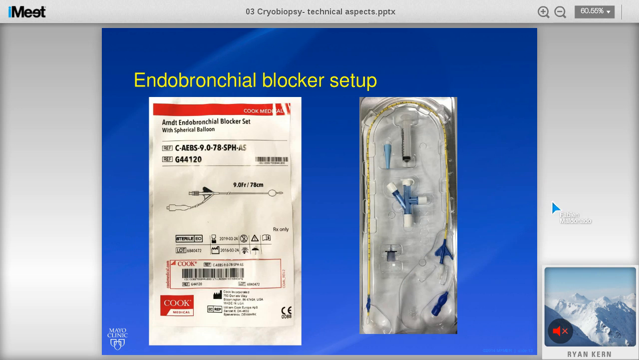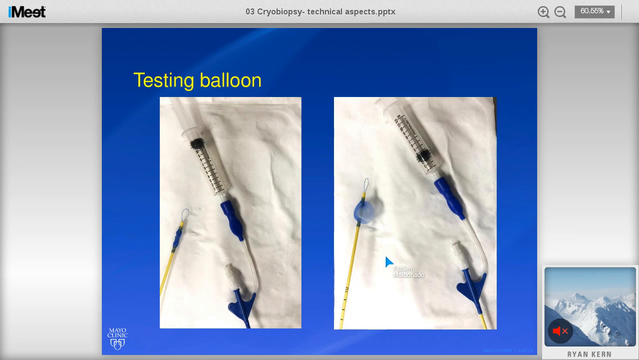And the blocker that we use just happens to be this Arndt 9 French endobronchial blocker, and we occasionally use the 7 French depending on where we're doing our biopsy. But there are other blockers out there that will work just fine, but this one is pretty versatile. It's not too expensive, and we found it to be adequate for our needs. It will come in a package just like this, and all we use here is the blocker and the syringe to inflate it with air. We don't use these other parts that might be used with anesthesia for single lung ventilation. Next slide, please.